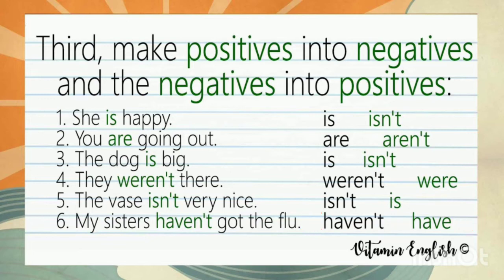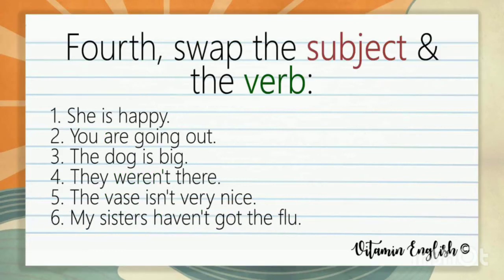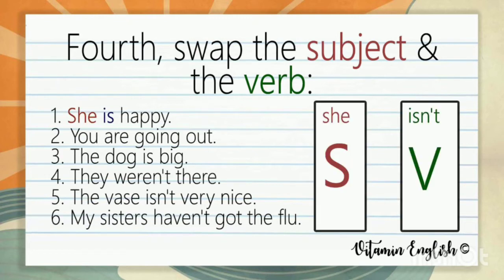Right, we have done steps 1 to 3 and only have 2 more steps to go. For our 4th step, all we need to do is swap the subject and the verb. So let's look at sentence number 1. Our subject is she and our verb is.